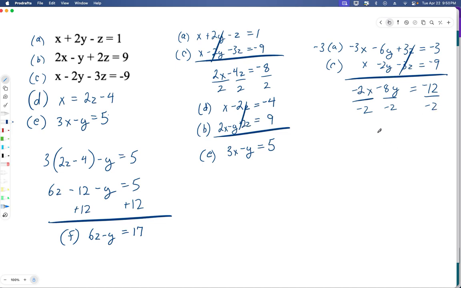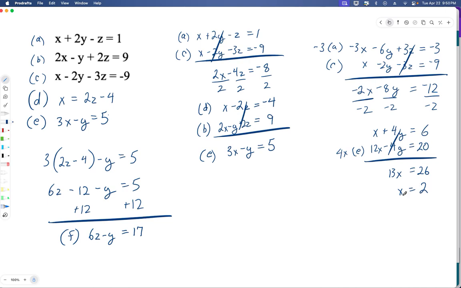Get rid of all those negatives. So I have x plus 4y is equal to 6. That helps a lot because see, now I have an x and a y term over here. If I multiply E by 4, I get 12x minus 4y is equal to 20. That gives me 13x. This cancels. This is equal to 26. X is equal to 2 because 2 times 13 is 26.